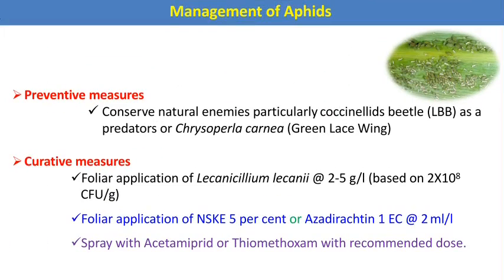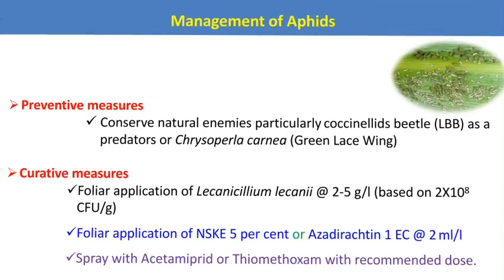Then for the management of aphids, there are some systemic insecticides we can use against the aphid, like acetamiprid and thiamethoxam. And in the case of botanical control, we can also use 5% NSKE and other botanicals. And Lecanicillium lecanii is the most used biopesticide or entomopathogenic fungus against the aphids, and the coccinellid beetles and Chrysoperla carnea are the two major predators used against the aphids.